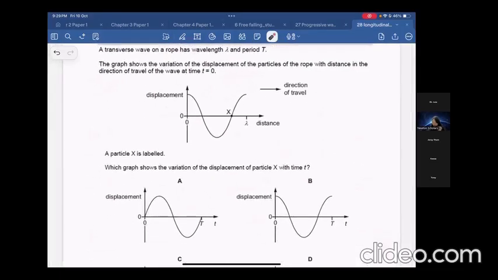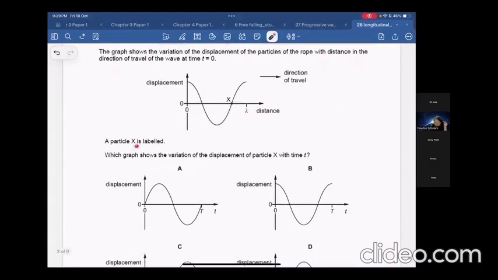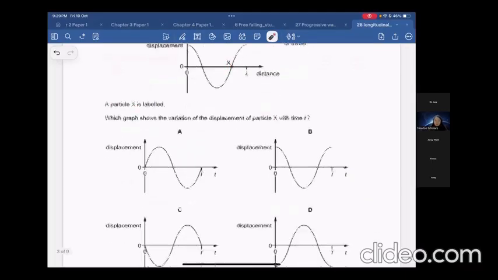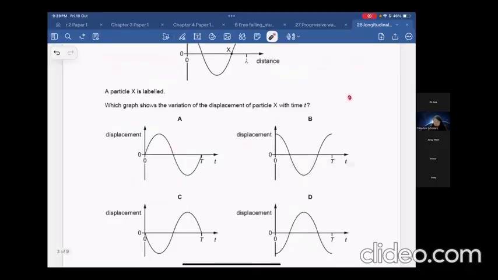Very important, because I want to explain back what you asked me just now about the displacement-time graph and displacement-distance graph. Okay, we look at this. A transverse wave on a rope has a wavelength and period T. The graph shows the variation of displacement of particles with the distance. So this one is with distance, this is the observation of all particles. Here they're saying that a particle X is labeled at this point. Now I only talk about this particle. What is the displacement of particle X? I only talk about this particle.